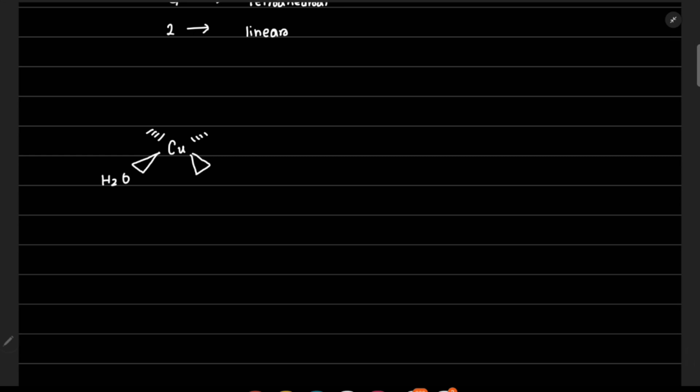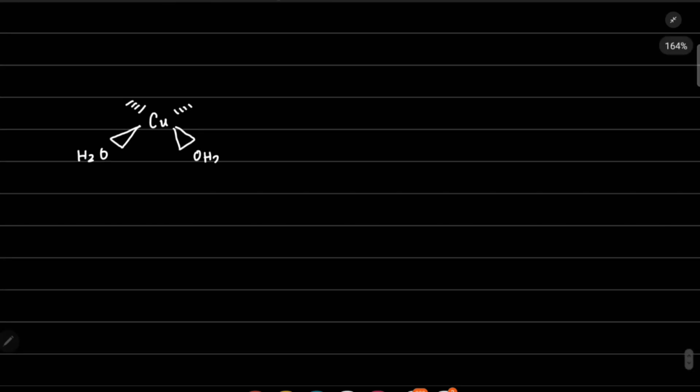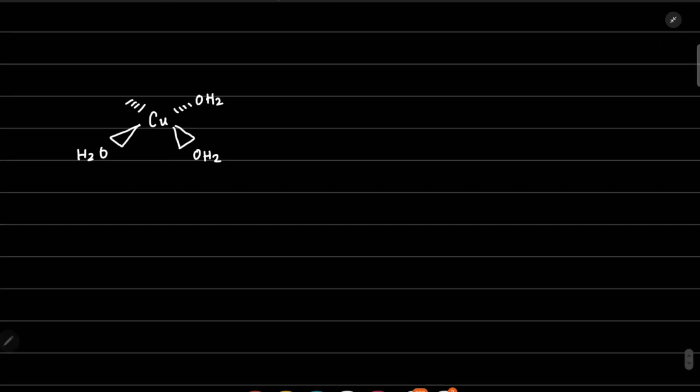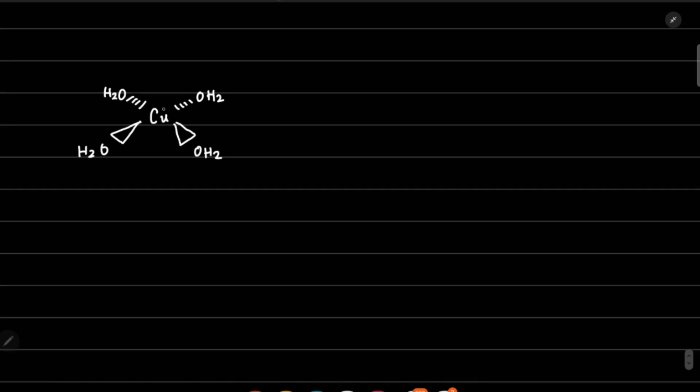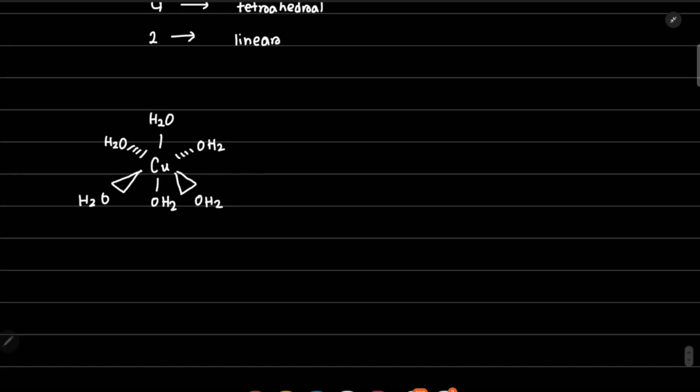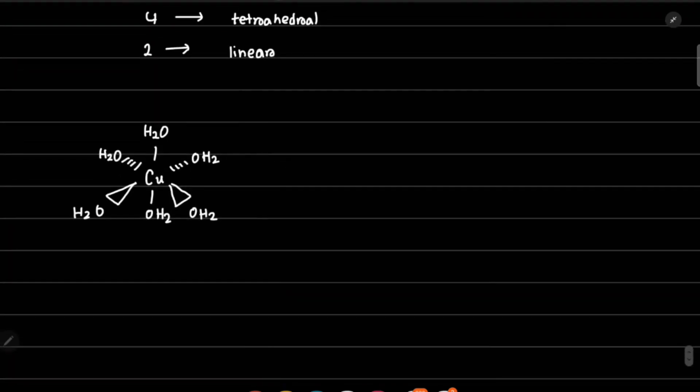So this is like a square planar. And with a square planar, you'll have one H2O on the top and one at the bottom. So this is an octahedral shape.